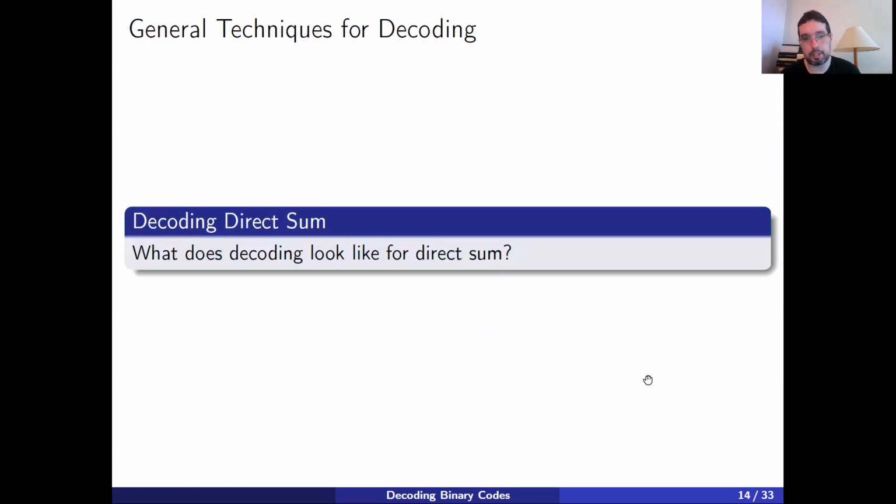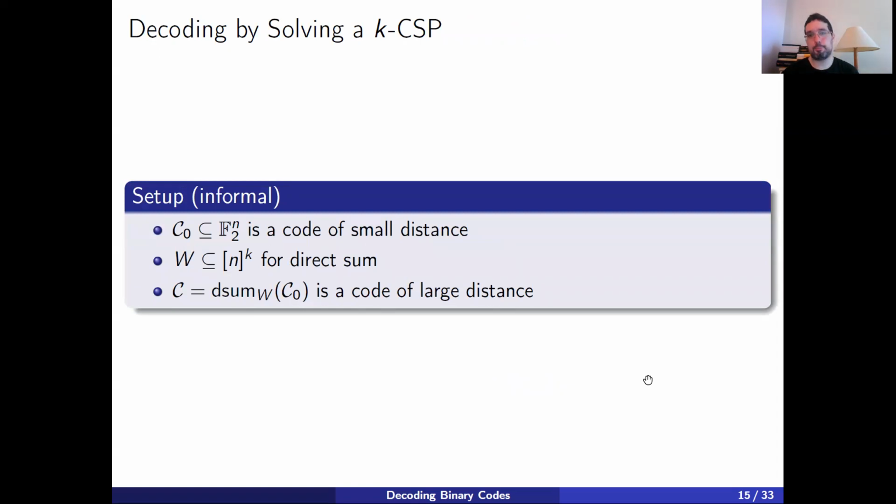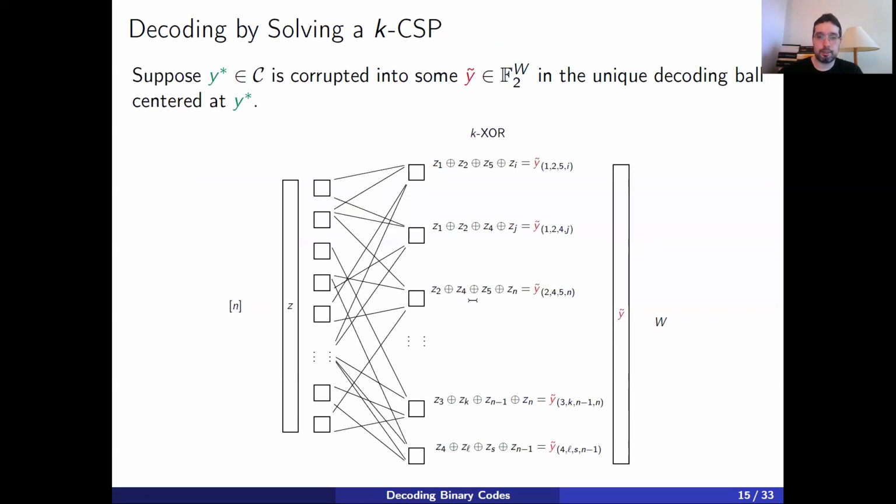And now let's go back again to see what the code in direct sum looks like. And if you have seen some versions of the previous approach, I apologize, but I'm trying to make this talk self-contained. The informal setup is as follows. We start with a base code with potentially poor distance. We have a collection of tuples for our direct sum construction, and then we construct the amplified code using the direct sum, and this amplified code hopefully has large distance or small bias. And now suppose that we start from a pristine codeword in this distance amplified code, and it gets corrupted to some y tilde, still in the unique decoding ball centered at y star.